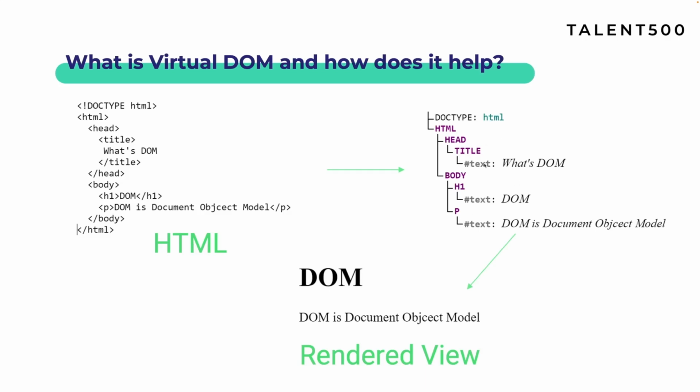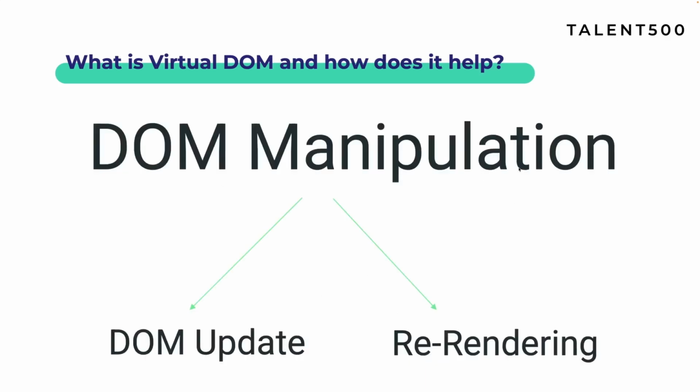Once the updation happens, this view will be re-rendered. That means if I'm changing from DOM to DOM manipulation, this h1 tag text will be re-rendered to DOM manipulation. So why? DOM manipulation means DOM update and re-rendering. Now this update part, whatever we do, it's time taking, but it is still okay because it's a tree data structure. Traversing through it might be quicker than any other data structure. But every time you make re-rendering, that's kind of time consuming.